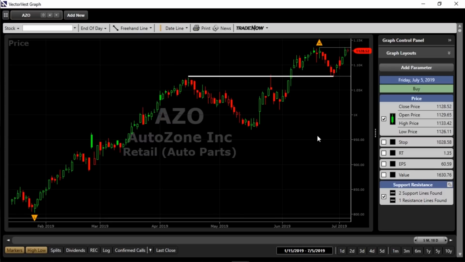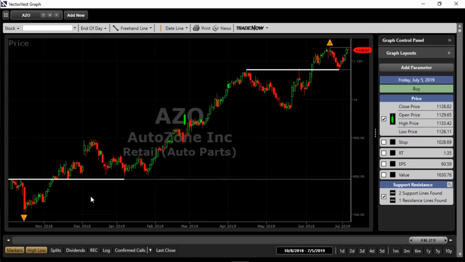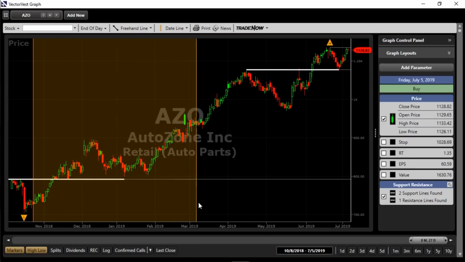Second, you can also use support and resistance to indicate when to initiate a short position or to sell an existing long position. Let me pull this out a little further. Let's look back here at the end of last year.